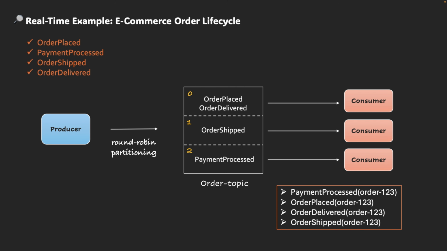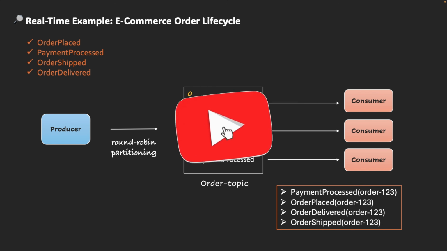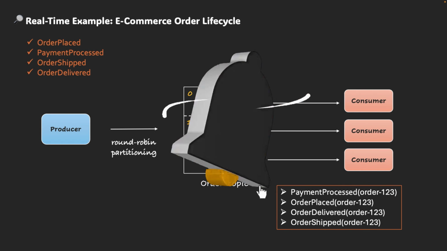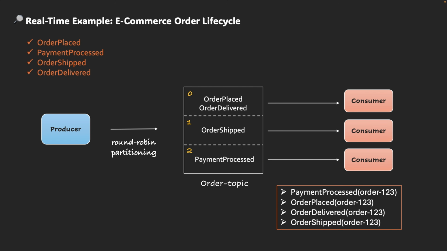This clearly makes no sense. You can't deliver before you ship, or you cannot process the payment before even placing the order. So this is exactly the Kafka ordering problem across multiple partitions. Okay. I hope you get the clear picture of what exactly the ordering problem in Kafka is. If yes, then let's understand different solutions to fix this ordering problem in action.